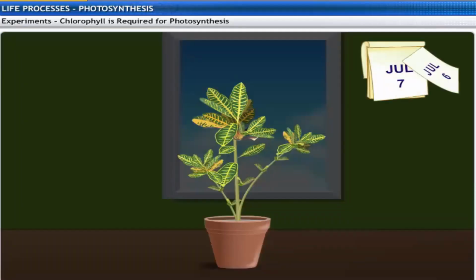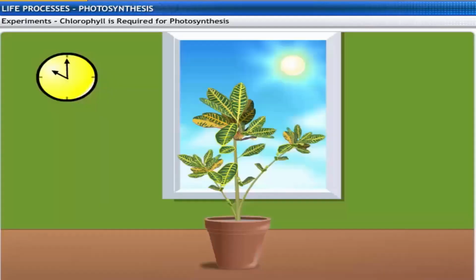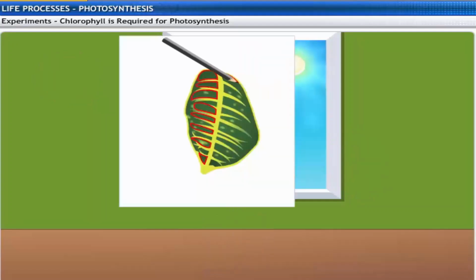Keep the plant in a dark room for 3 days so that all the starch gets used up. Now keep the potted plant in sunlight for 6 hours. Pluck a leaf from the plant. Mark the green areas in it and trace them using a sheet of tracing paper.